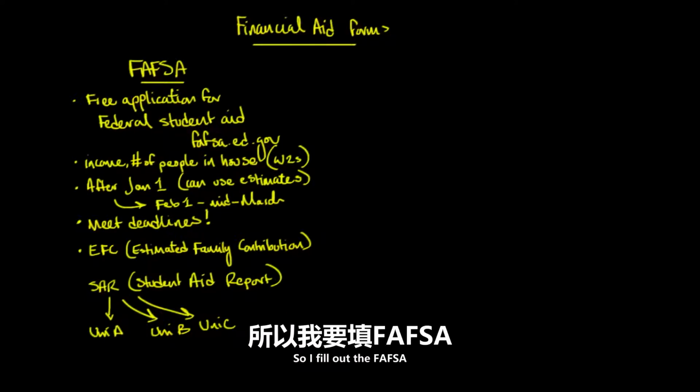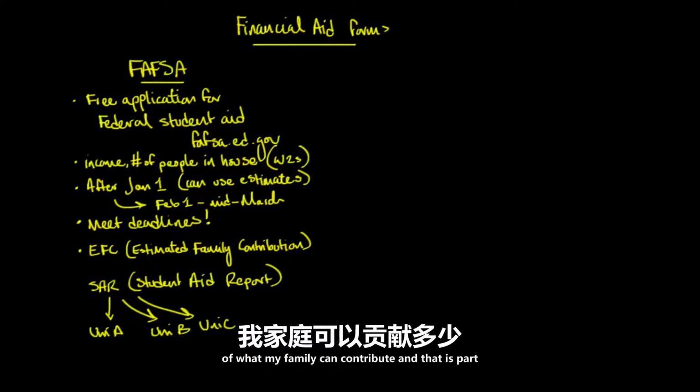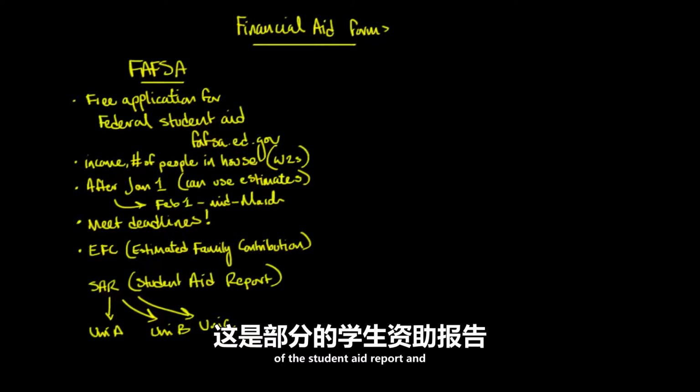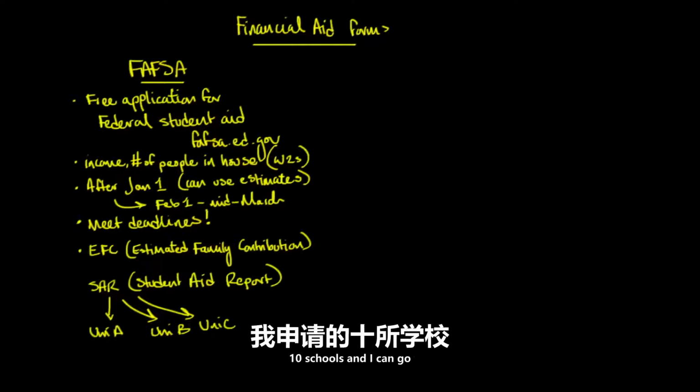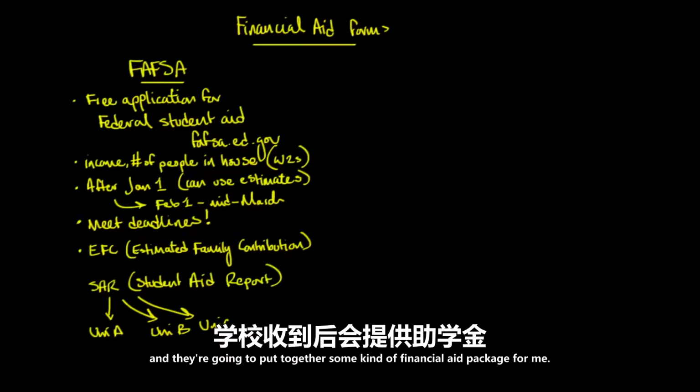Okay. So I fill out the FAFSA. It spits out an EFC, which is sort of their estimation of what my family can contribute. And that is part of the student aid report. And that information gets sent to up to 10 schools, and I can go and add more later. And they get that information, and then they're going to put together some kind of financial aid package for me.